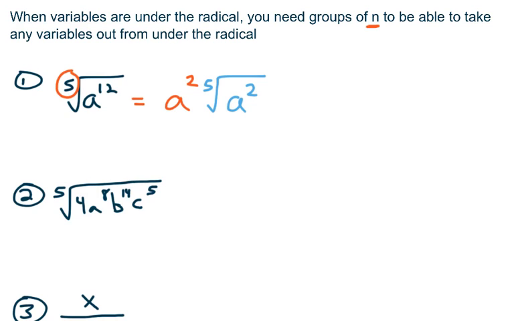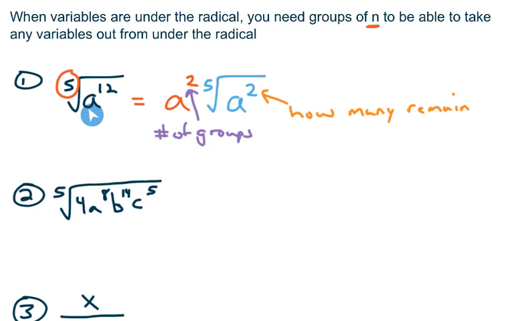Just maybe a couple of notes. The exponent on the outside is the number of groups that you can take out. Sorry for the handwriting there. And the exponent on the inside is how many remain after your groups. So how many remain? That's your other exponent. Everything else really stays the same. It's still going to be the 5th root, because it was the 5th root here. It's still going to be a, because that's not going to change anything. Really, we need to know how many groups can come out and how many are left underneath.